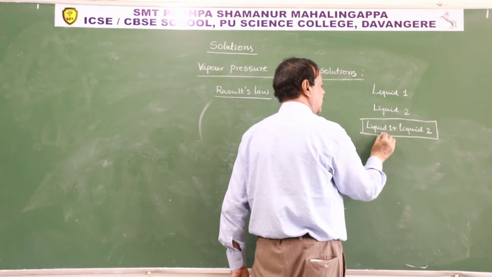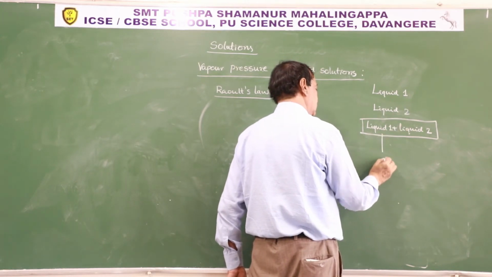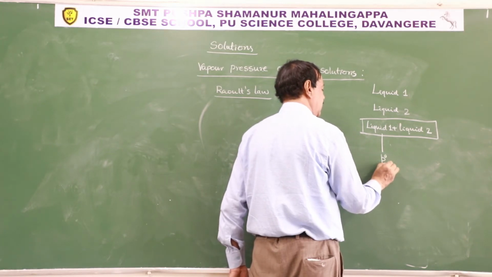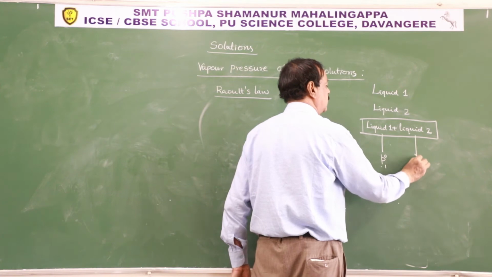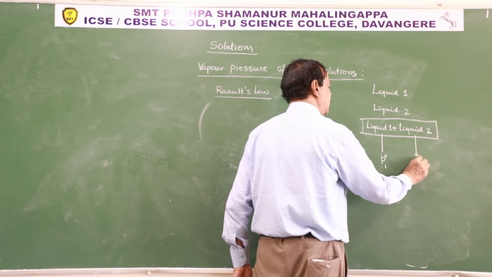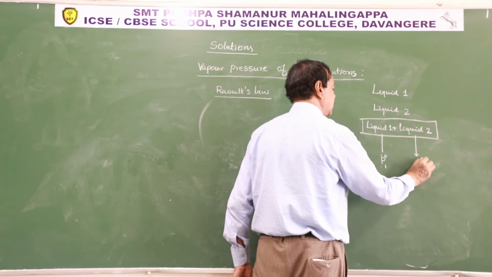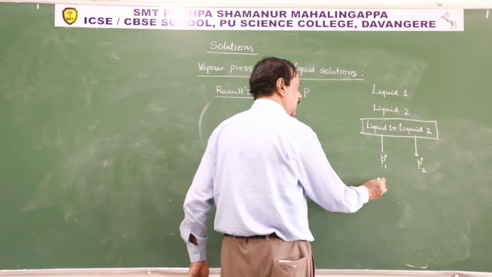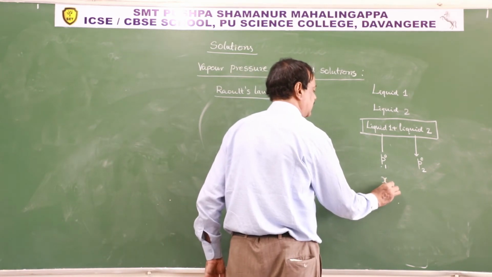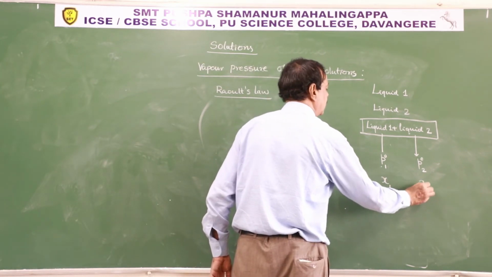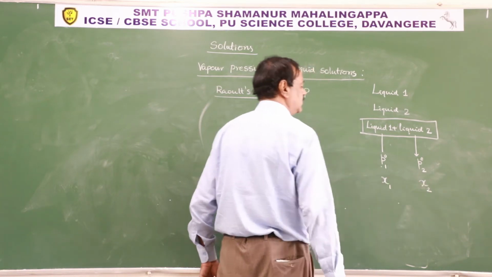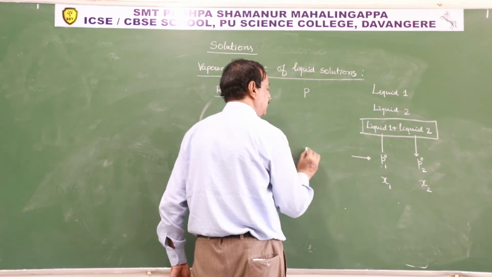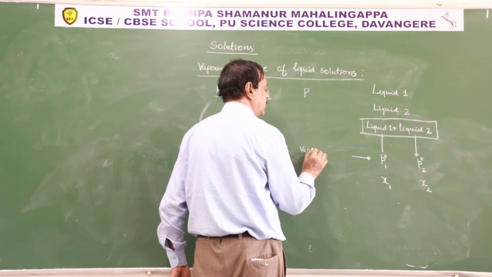Then for liquid 1, the pure pressure is equal to P01. For liquid 2 alone, the pressure exerted in a pure state is equal to P02. The mole fraction of liquid 1 is X1 and the mole fraction of liquid 2 is X2. Now this is the vapor pressure in pure state.